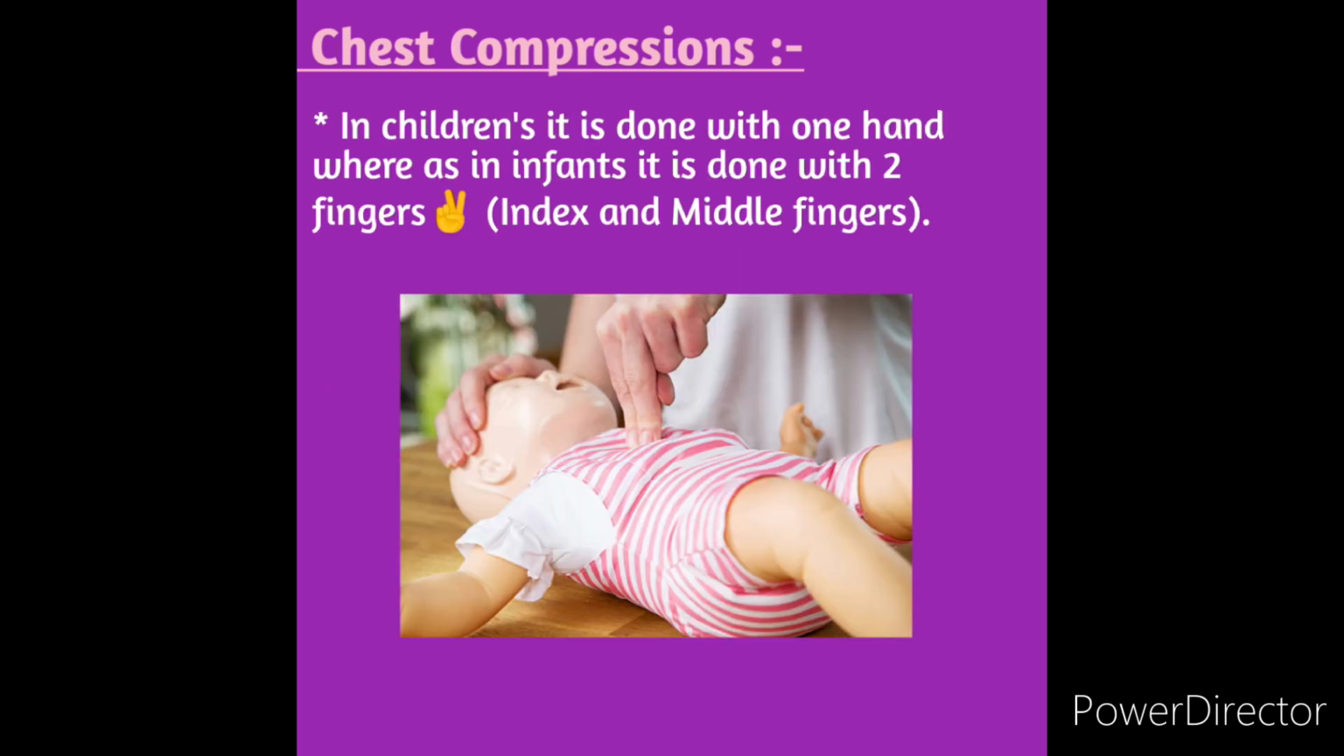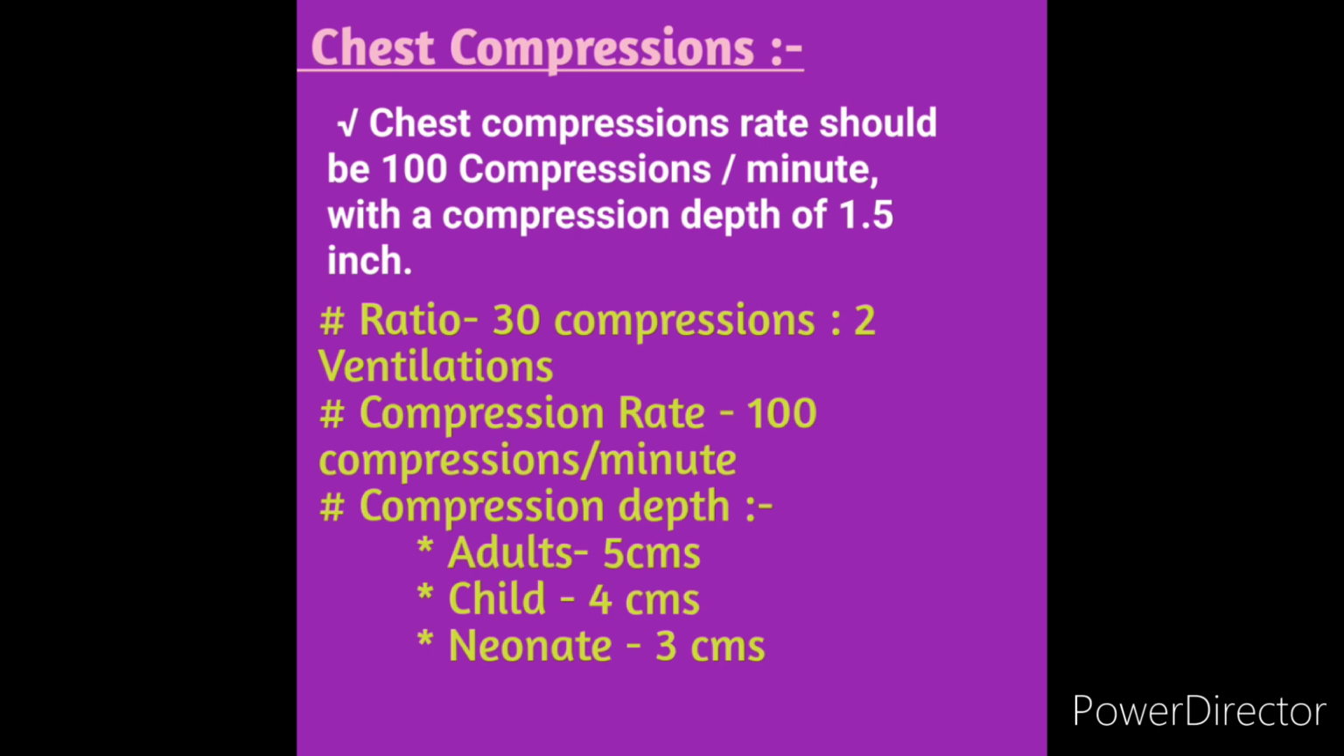Till now we have seen adults, friends. In children, chest compression is done with one hand, whereas in infants it is done with two fingers, friends, the index finger and middle finger. You can observe in this picture. Next, the chest compression rate should be 100 compressions per minute with a compression depth of 1.5 inches, 5 centimeters in adults, 4 centimeters in children, 3 centimeters in neonates.